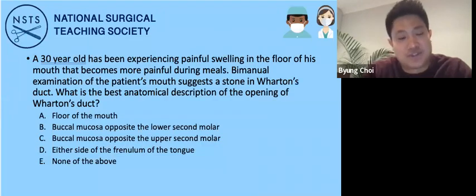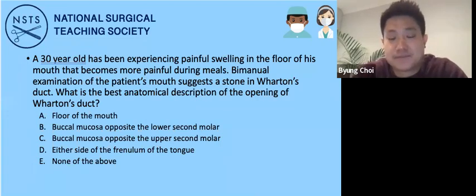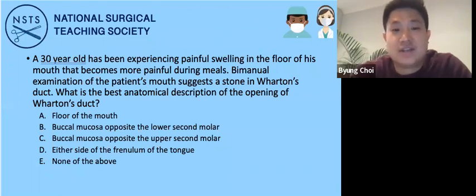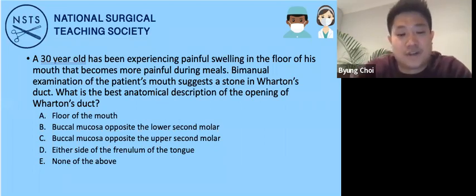So moving on to this question. A 30-year-old has been experiencing painful swelling in the floor of his mouth that becomes more painful during meals. A bimanual examination of the patient's mouth suggests a stone in Wharton's duct. What is the best anatomical description of the opening of Wharton's duct? A, floor of the mouth. B, buccal mucosa opposite the lower second molar. C, buccal mucosa opposite the upper second molar. D, either side of the frenulum of the tongue. Or E, none of the above.